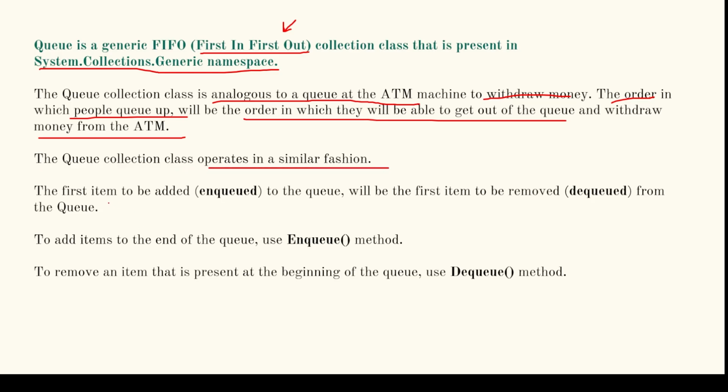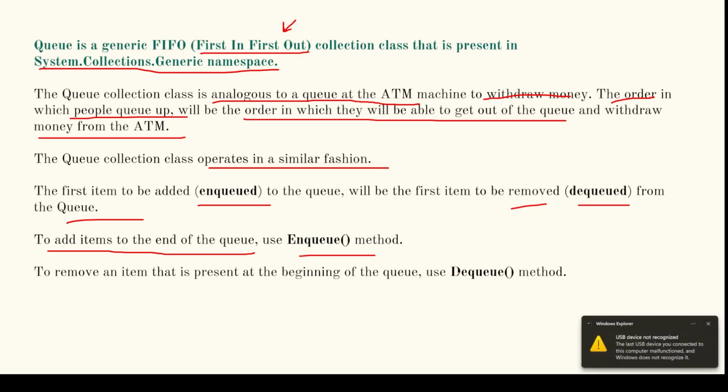The first item to be added, we can say enqueued also in queue terms, will be the first item to be removed, or dequeued, from the queue, right? To add items at the end of the queue, we use the enqueue method, and to remove an item that is present at the beginning of the queue, we use the dequeue method.